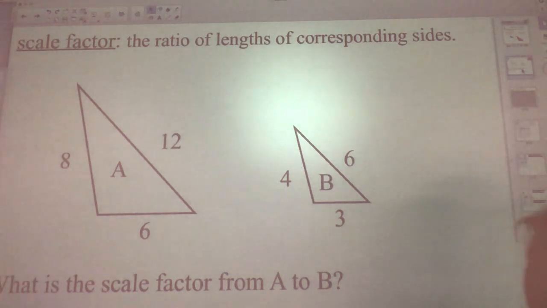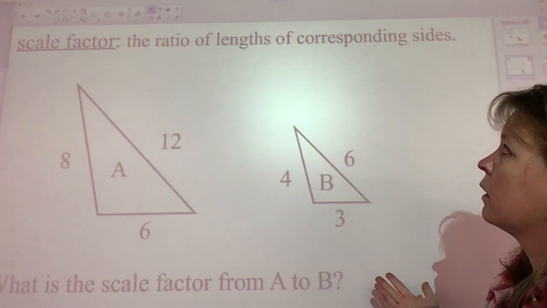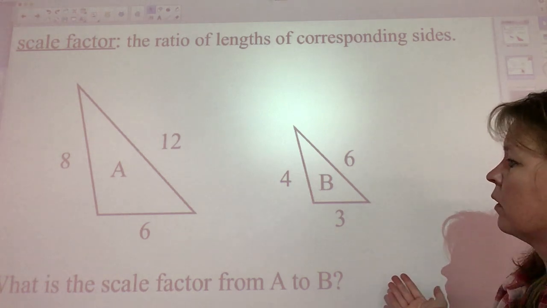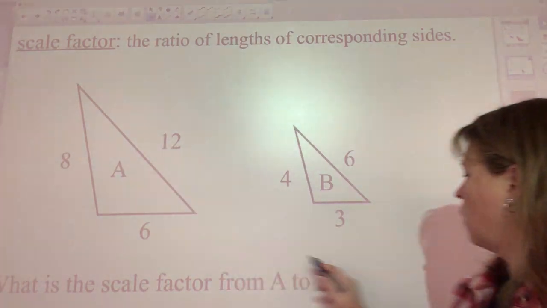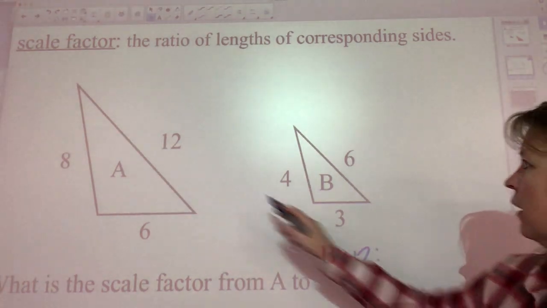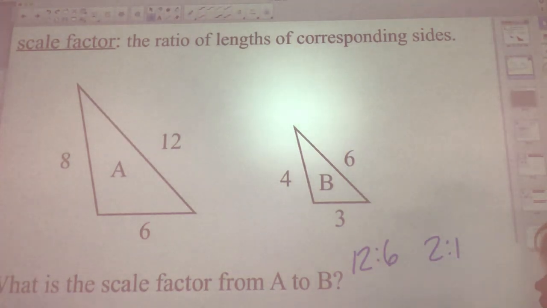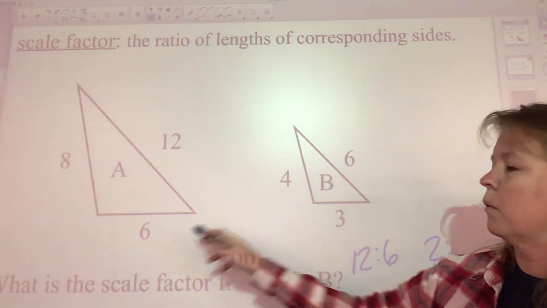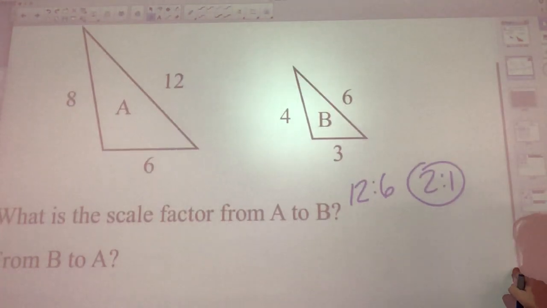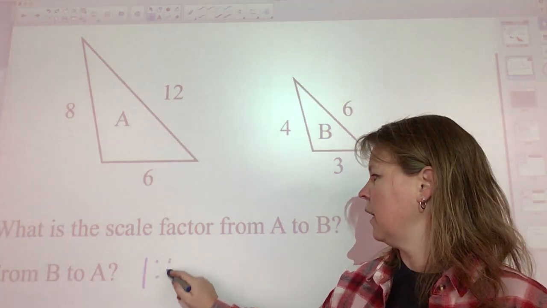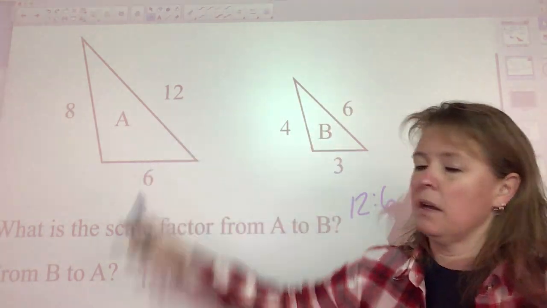Scale factor is a little bit different than dilation. A scale factor, again a review vocabulary word, is the ratio of lengths of the corresponding sides. So if you're relating the corresponding sides, you would pick 12 to 6. Reduce it down, it's a scale factor of 2 to 1. 8 to 4 would reduce to 2 to 1. 6 to 3 would all reduce to 2 to 1. If they asked for it the other way, you would have to say it goes from 1 to 2. Then B to A, you would know it started at B and went up to A.